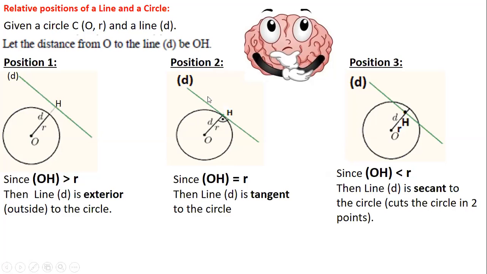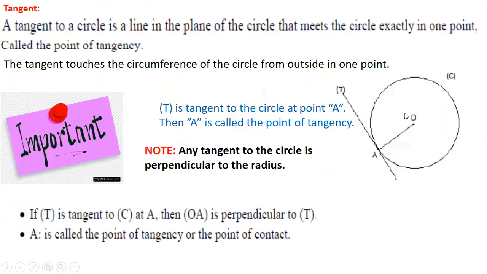A straight line in the second position is tangent to the circle at a point, meeting at a point, if the distance from the center to the line is equal to the radius. In the third position, the straight line might be secant to the circle, cutting the circle in 2 points if the distance from the center to the line is less than the radius.